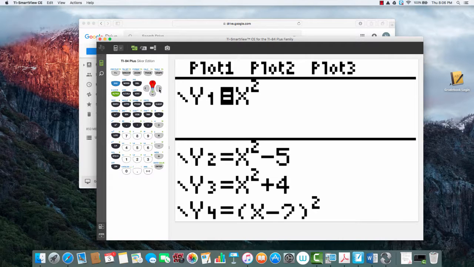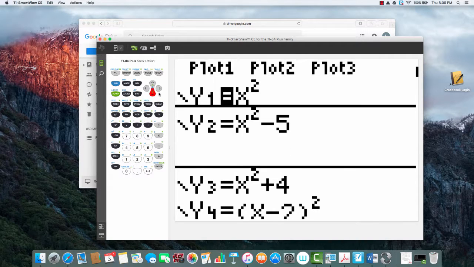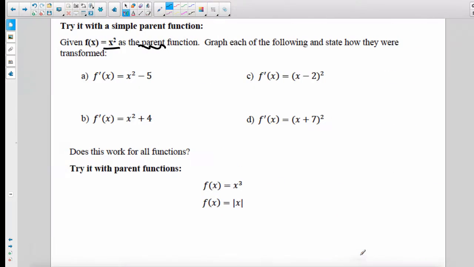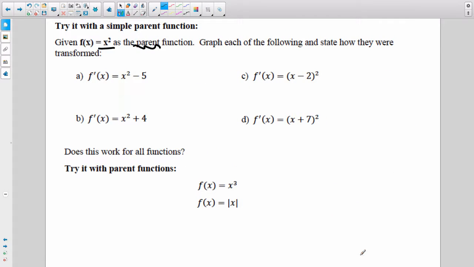And what I'll do is graph x squared by having the equal sign highlighted. And then I'll go down to x squared minus 5 and highlight that equal sign, so that when I hit graph, both of those will be graphed at the same time. And that's how we can do a little comparison, okay? So looking back at your notes, we have x squared as a parent function, and let's see what happens if you take your x squared and start adding stuff to it. What will it look like?